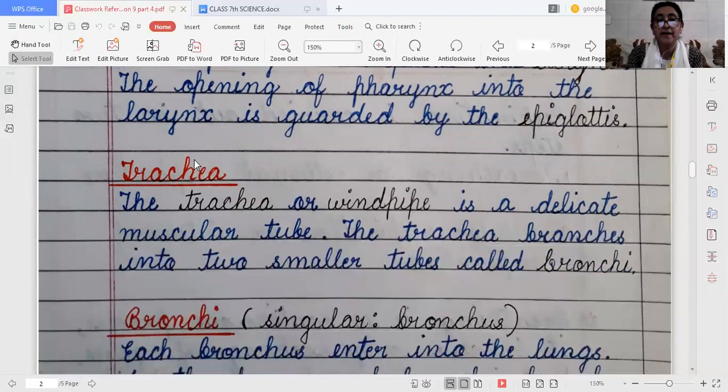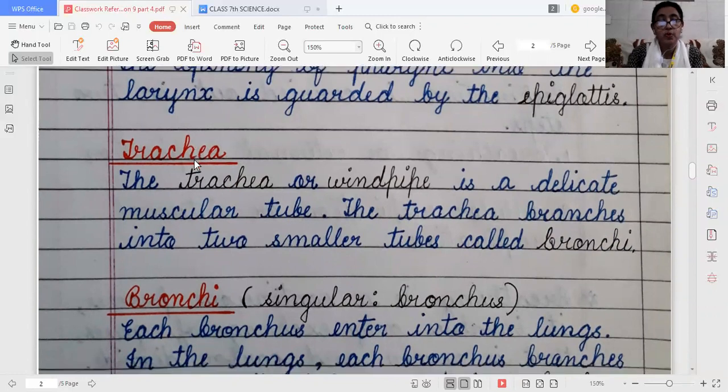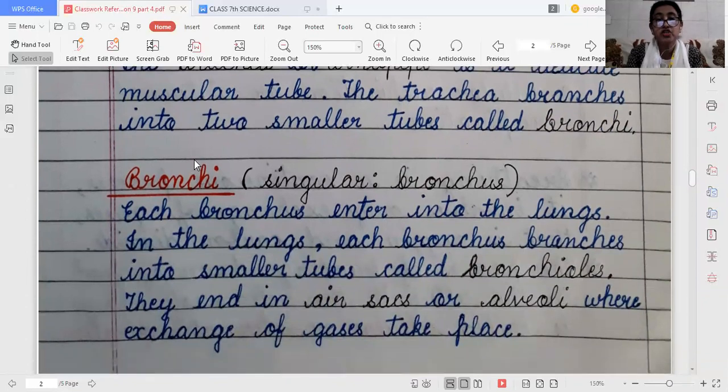Third part is trachea. The trachea, which is also known as windpipe, is a very delicate muscular tube. And this trachea branches into two smaller tubes, which are called bronchi. Now the next is bronchi, and in singular, it is known as bronchus. So each bronchus enters into the lungs. In the lungs, each bronchus branches again into bronchioles. And at the end of these, they have air sacs, which are known as alveoli. Here in the alveoli, or we can say the air sacs, the exchange of gases takes place.